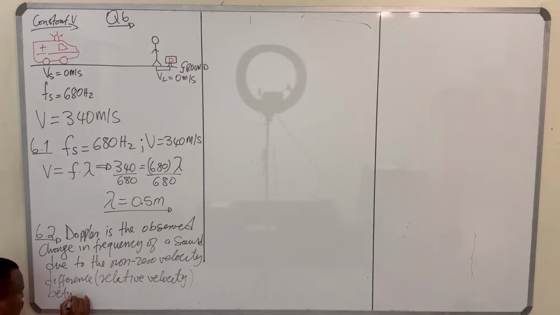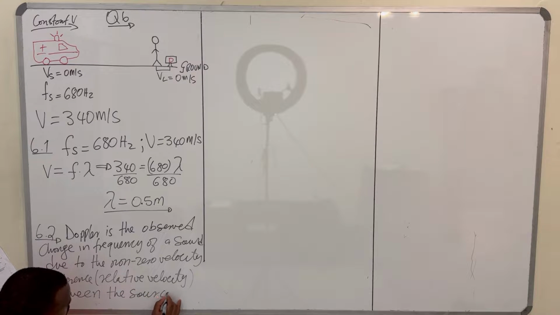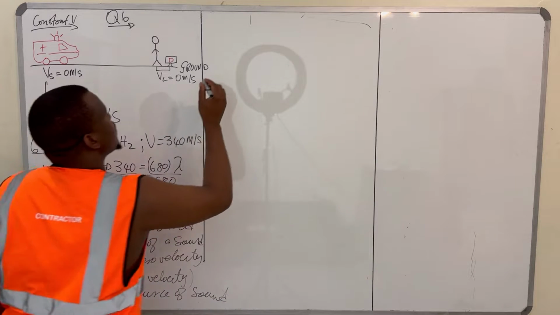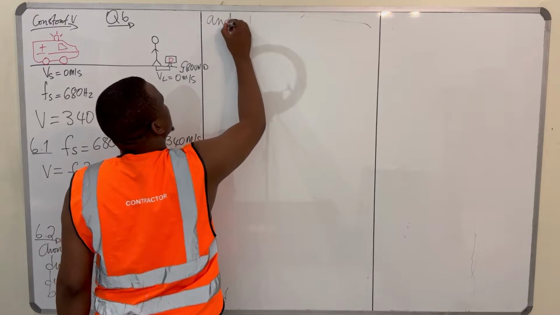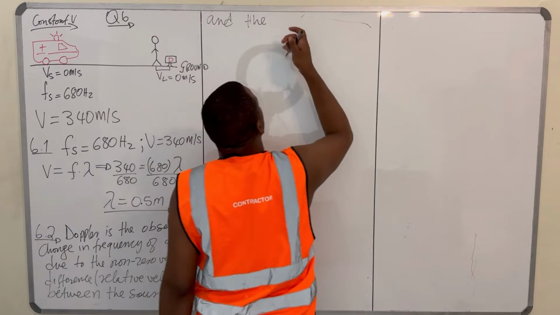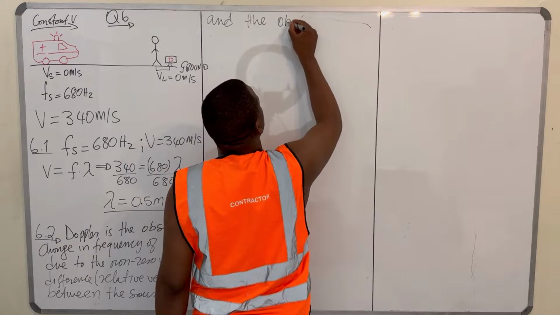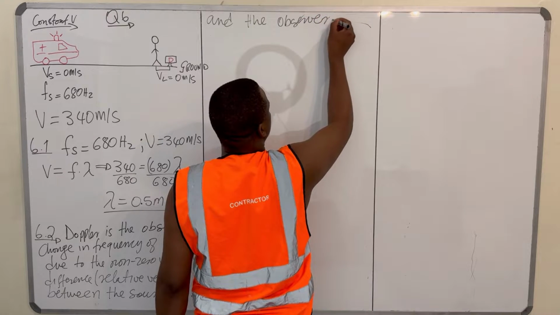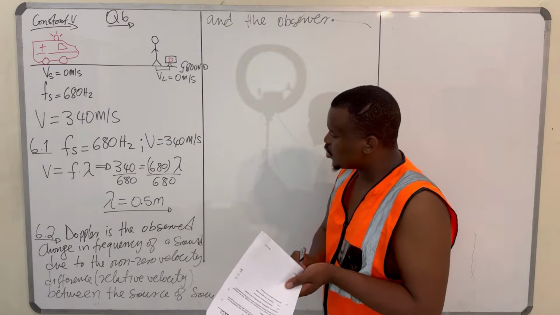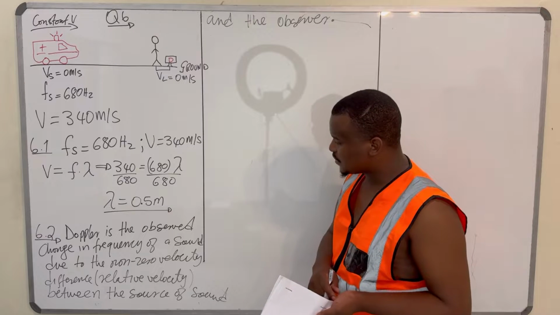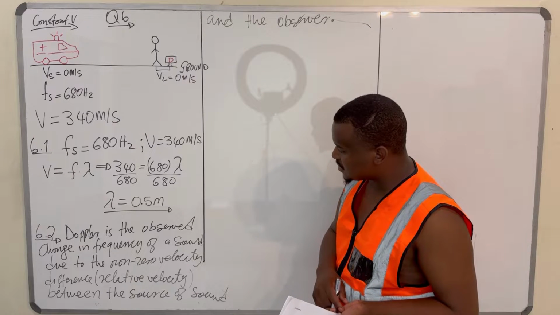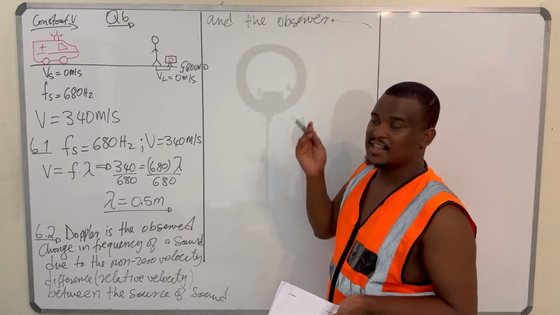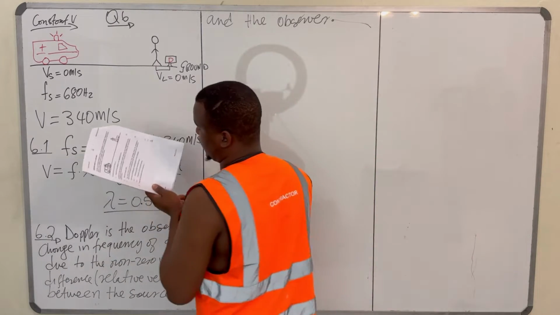Between the source of sound and the observer. So, we're saying Doppler effect, it is the observed change in frequency of a sound due to the non-zero velocity difference between the source of sound and the observer. That's how I like defining it.